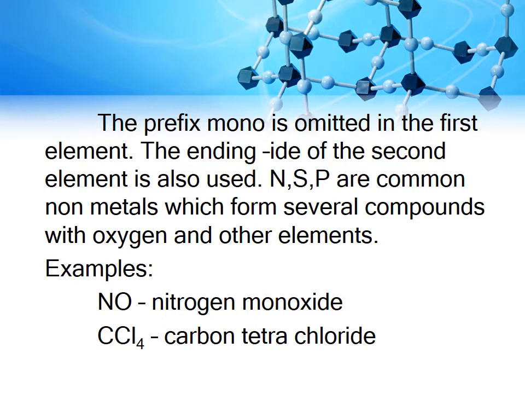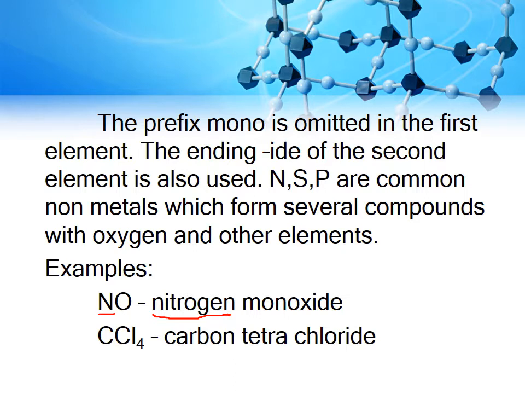Nitrogen, sulfur, and phosphorus are common nonmetals which form several compounds with oxygen and other elements. For example, for this compound NO, notice that we only have one atom of nitrogen. According to the rule, we do not use the prefix mono for the first element. Thus, we give its name as nitrogen.